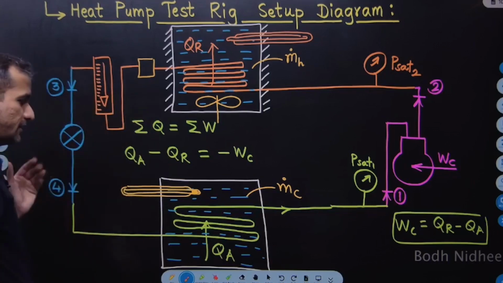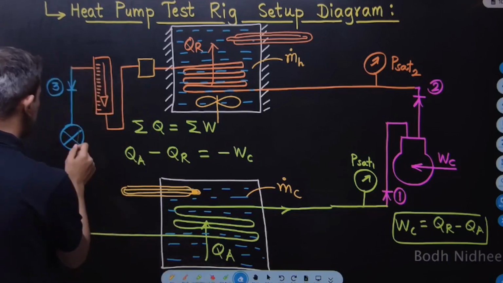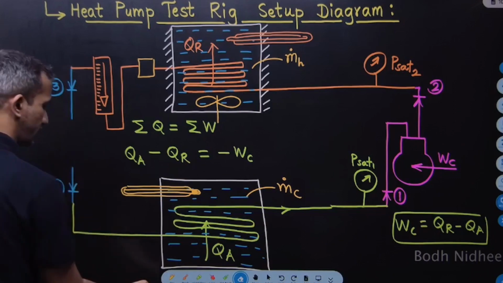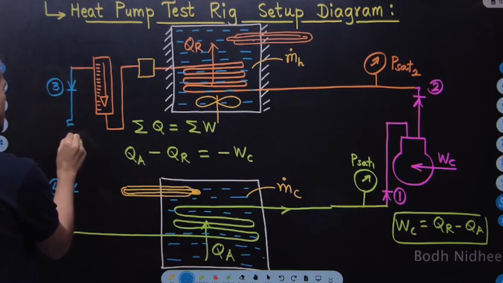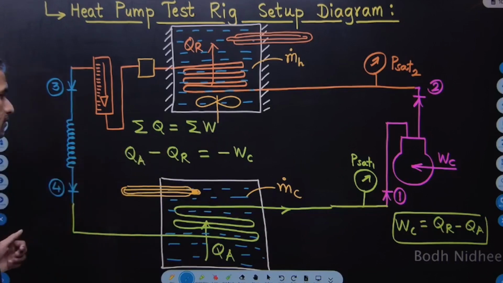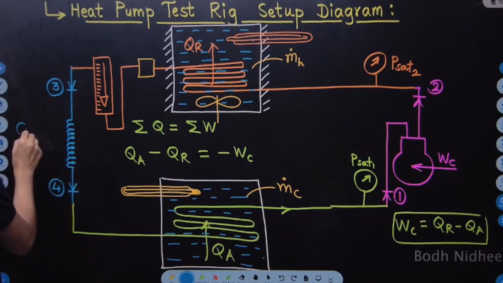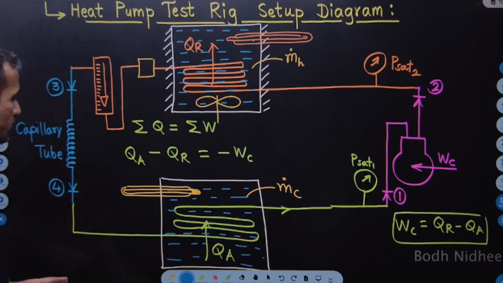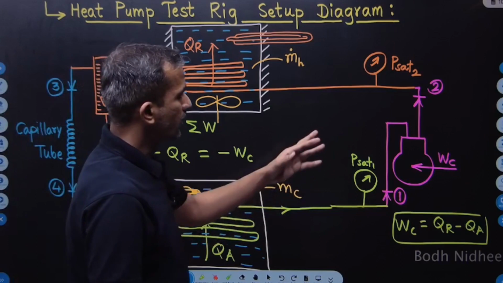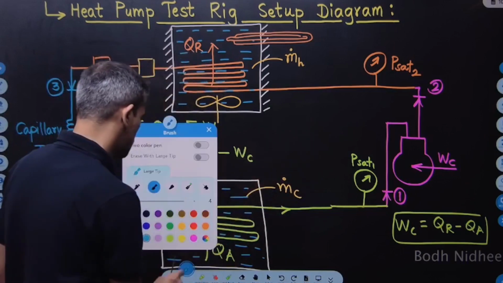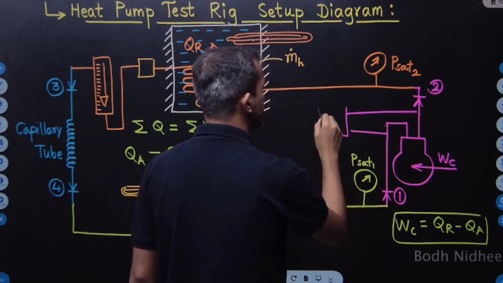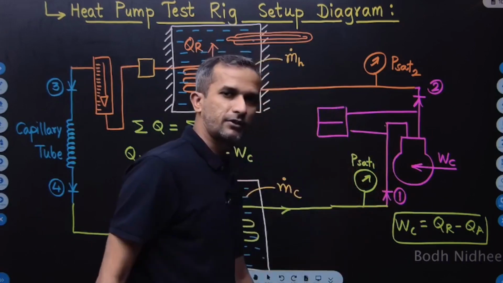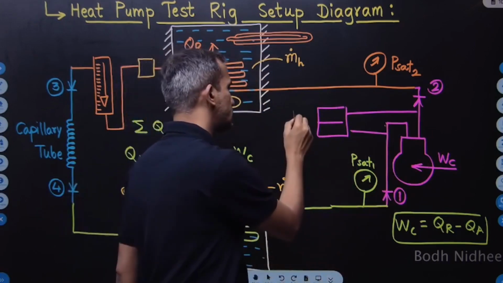Then there will be an expansion device. The expansion device we are going to use is nothing but a capillary tube. So that is how we are modifying the setup. Whatever setup we have in our laboratory, I am constructing that, right? So this is how the capillary tube is installed. Okay, then here an HPLP cutout is used to protect the compressor from any damage, sudden pressure rise or sudden pressure drop.